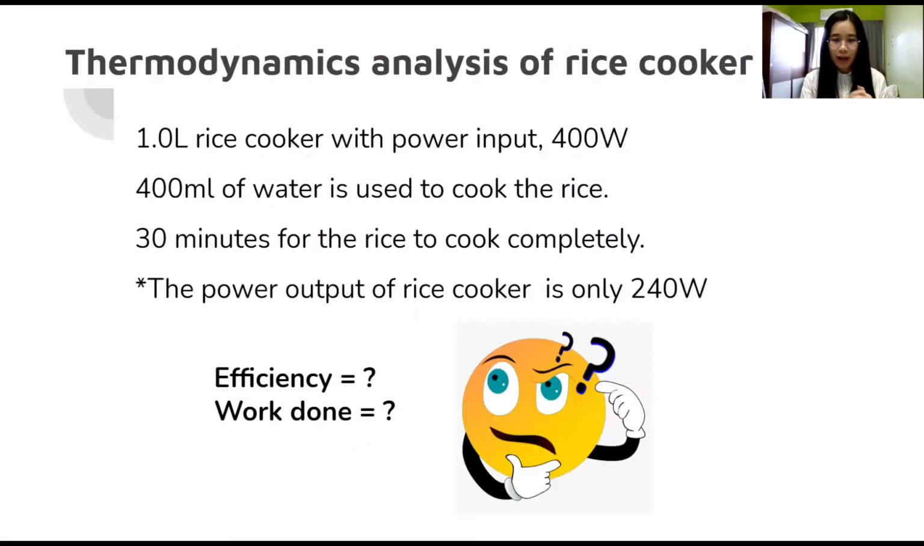For the thermodynamic analysis of the rice cooker, we choose to use a rice cooker with a power input of 400 watts and a power output of 240 watts. A total of 400 ml of water is used to cook the rice, and the rice will take approximately 30 minutes to cook completely. In this analysis, I'm going to calculate the efficiency of the rice cooker and also the work done during this process.